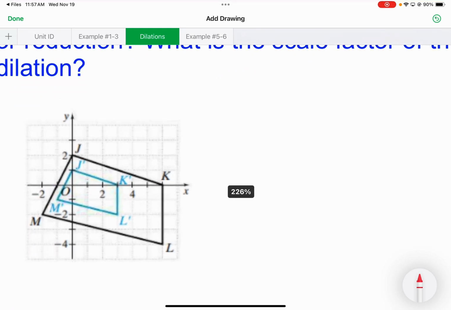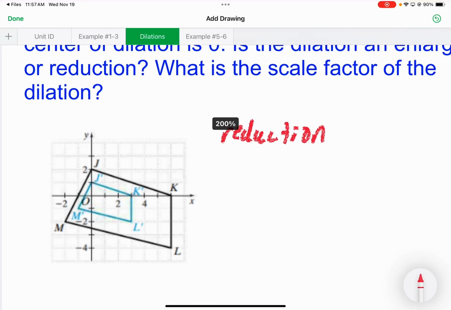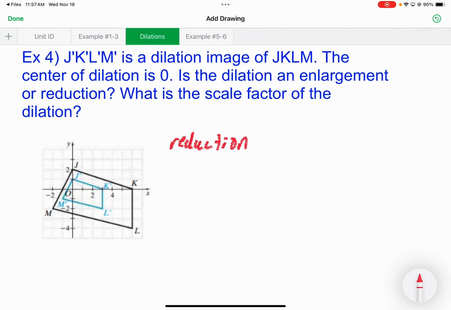So either way, okay, what did we say? Is it a reduction or an enlargement? Reduction. Okay. So then now what I need to do is figure out what my scale factor is. You can do this one of two ways, okay? You can either do it by looking at coordinate points and seeing how your coordinate points changed, or you can do it by looking at the length of a side. Let's look at coordinate points.